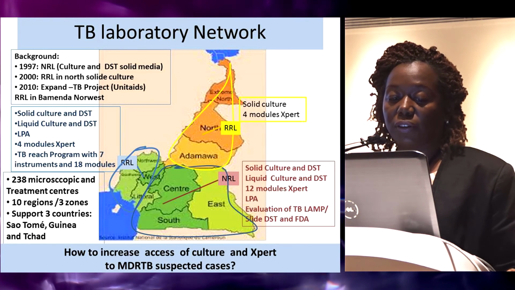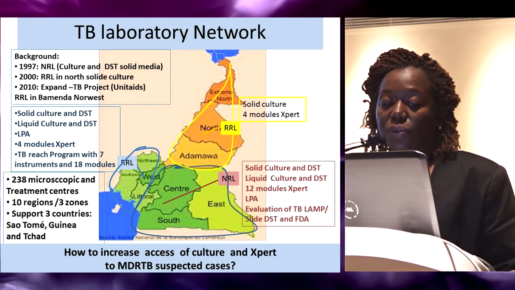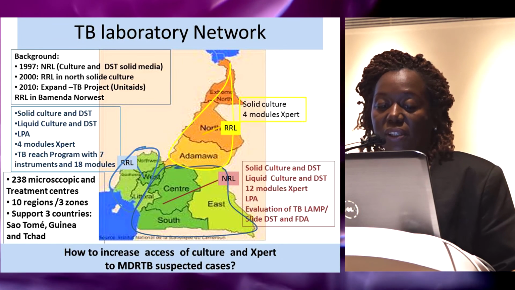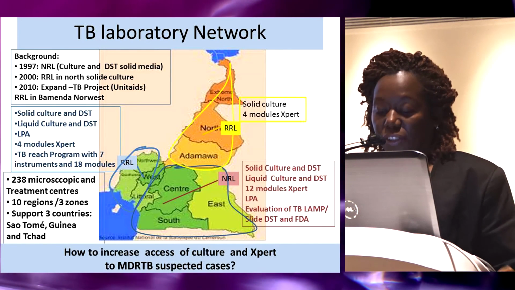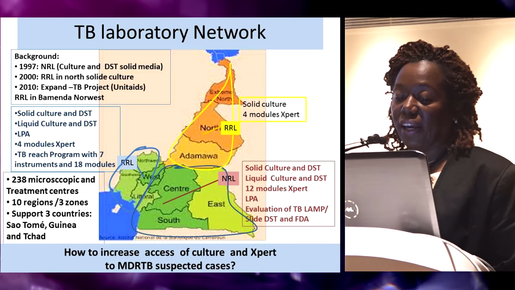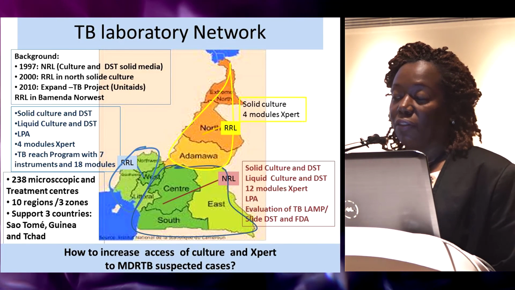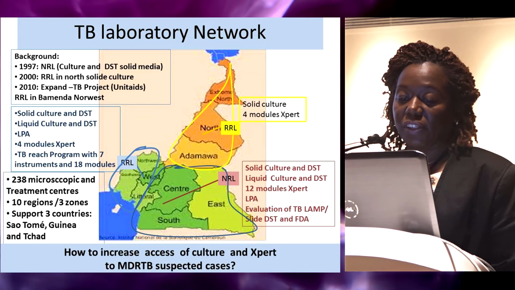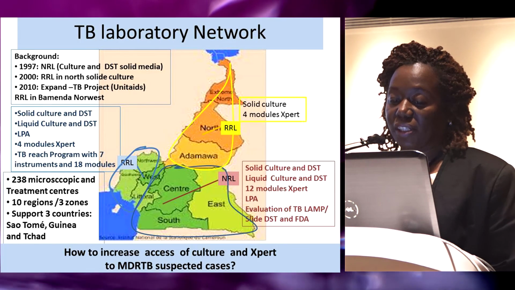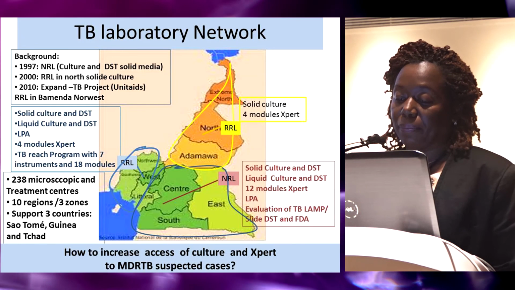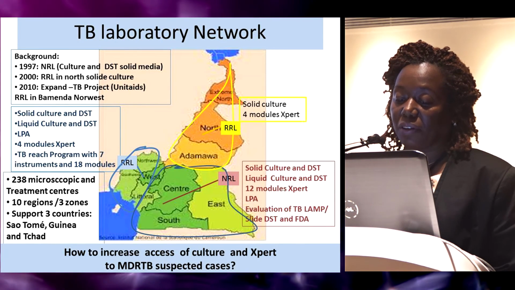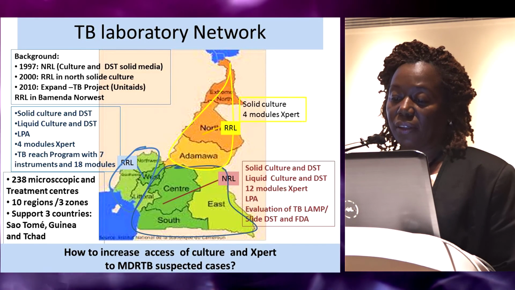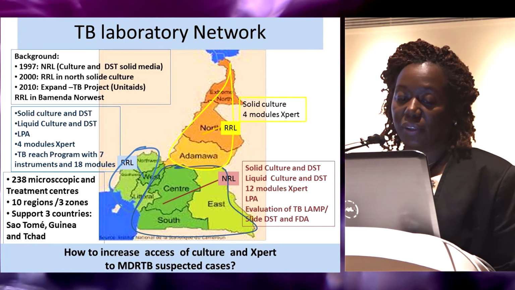Overall, our network comprises 238 basic management units and 10 regions, but the 10 regions are now organized in 3 zones, covered by each of the reference laboratories. The reference laboratory in Bamenda is covering this part. The National Reference Lab is covering these 3 regions, and the North Reference Lab is covering 3 other regions.